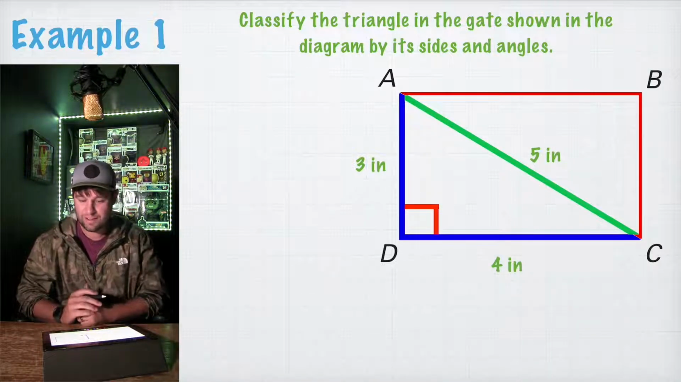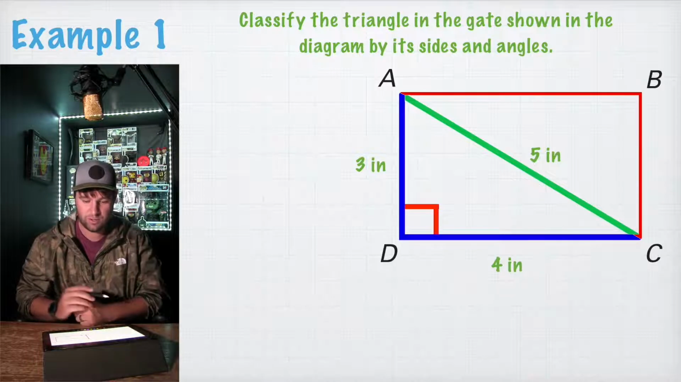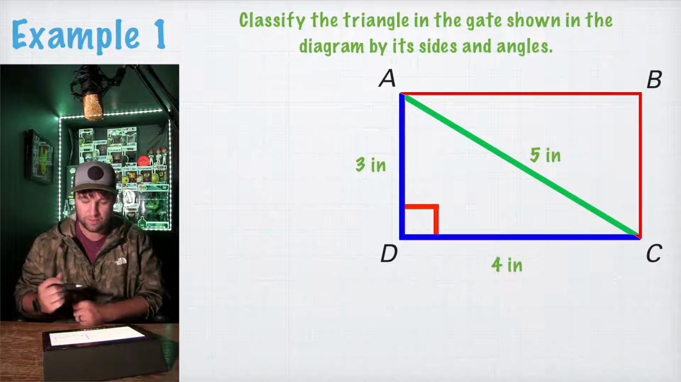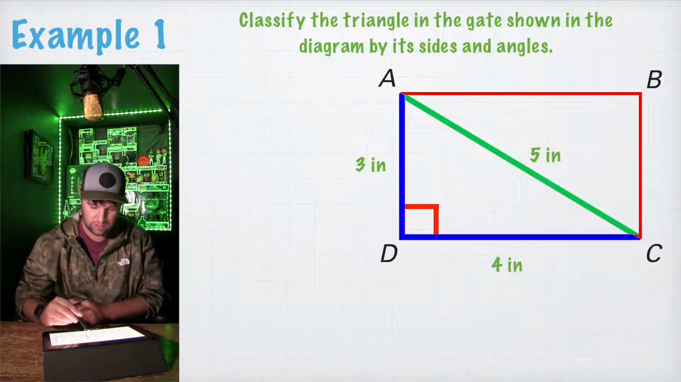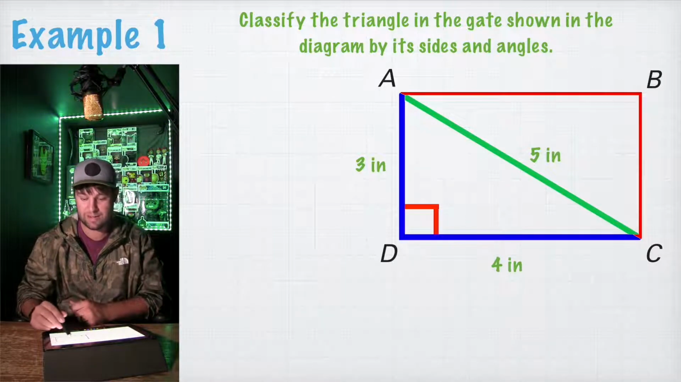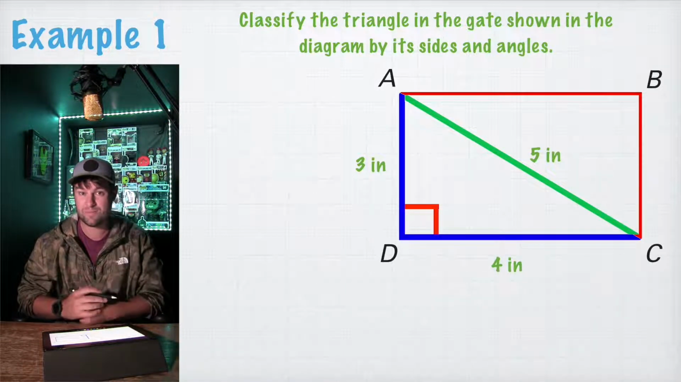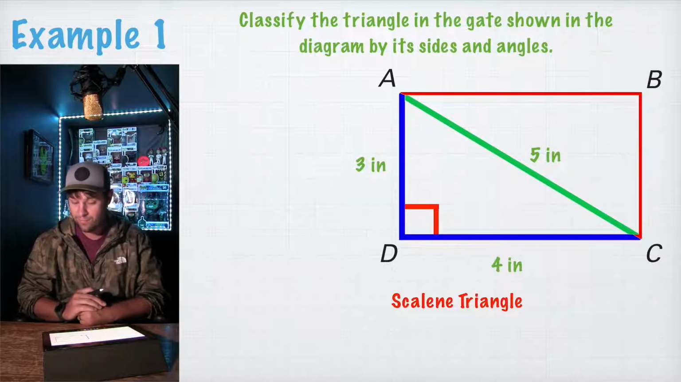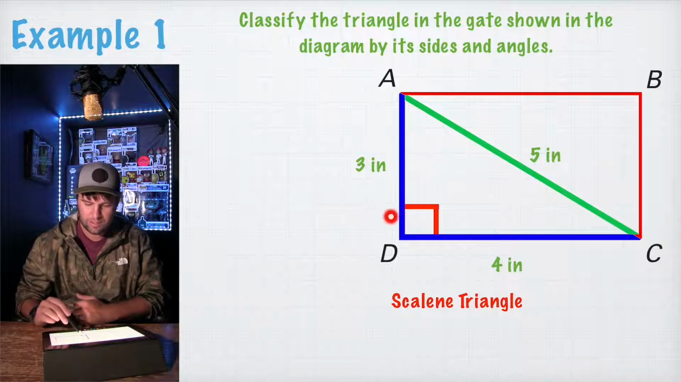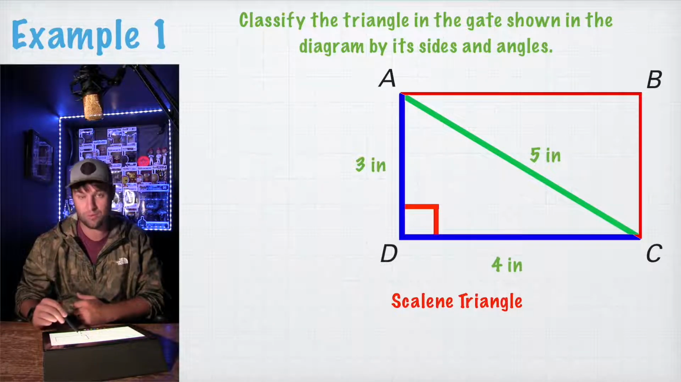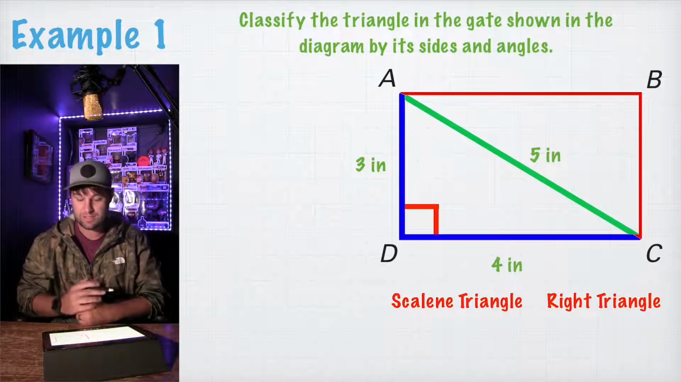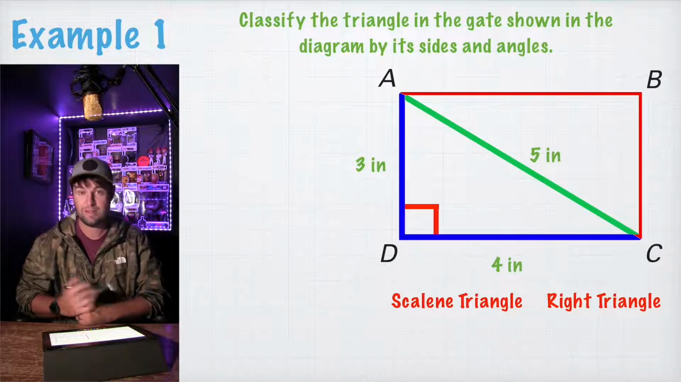So they want us to classify the triangle in the diagram by its sides and by its angles. If we look at its sides first, we see that one side is 3 inches, one side is 4 inches, and one side is 5 inches. So none of the sides are the same. So we could say that this is a scalene triangle, right? Now, if we look at its angles, we see that this has one right angle. So we know that this is going to be a right triangle, okay? So this is a scalene right triangle. Let's keep going.